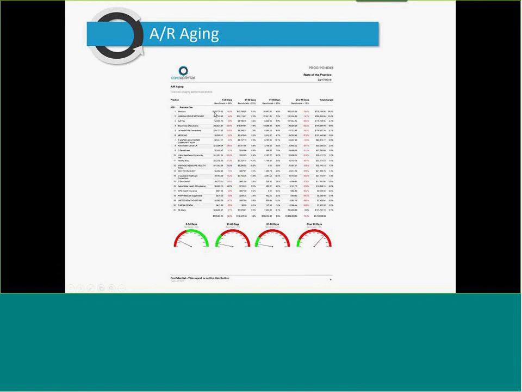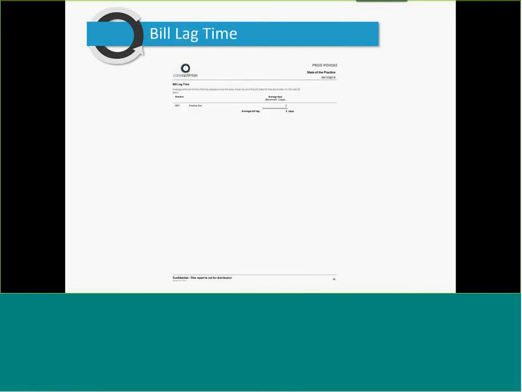And then it also tells you what the amount outstanding is, what the average benchmark is, and what percentage by plan is falling into each of those different AR categories. So very useful report, a lot of interesting data that you may or may not be aware of that's happening with your receivables. So next is the bill lag time.